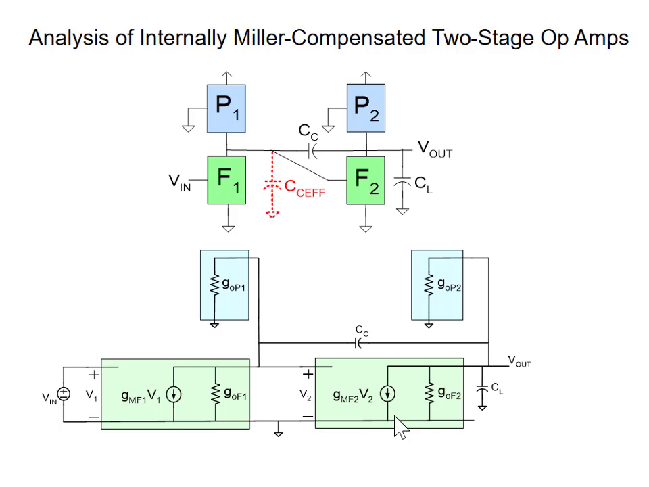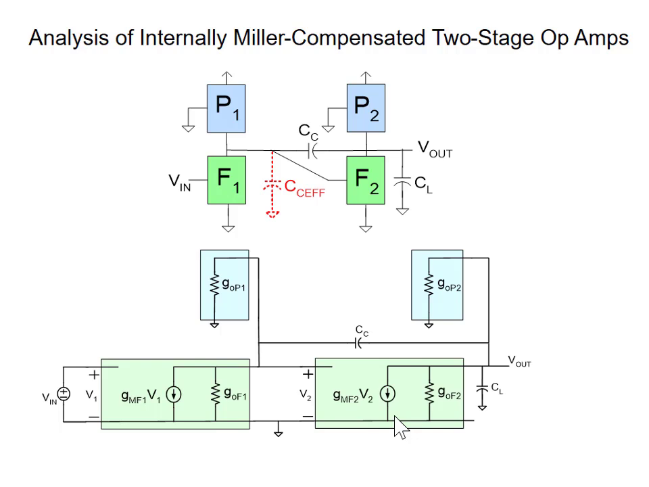So, common source first stage. Now, I'm showing this as a cascade of 2 stages. It could easily be a differential first stage, and I'll just have a big G and a big GM, so it really doesn't affect the analysis at all. So, model for the first stage here, and the output conductance is the load that we see on top.